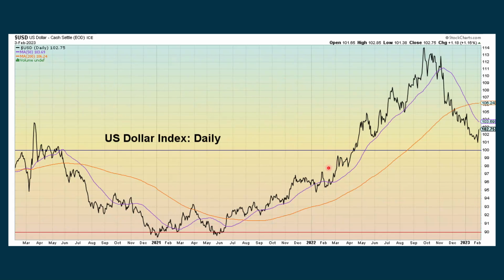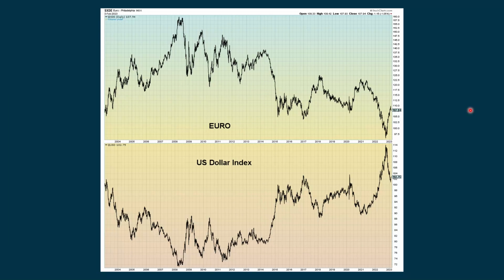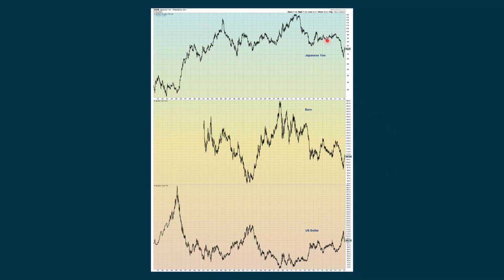The dollar, which had been strong about halfway through 2021 and into 2022, topped out at about 114 and has been coming back down, only to give us a recent death cross. The euro against the dollar: the euro's been going up as the dollar's been going down. This chart looks at the Japanese yen, which has also been going up against the dollar as the euro goes up, but the dollar is continuing to go lower.